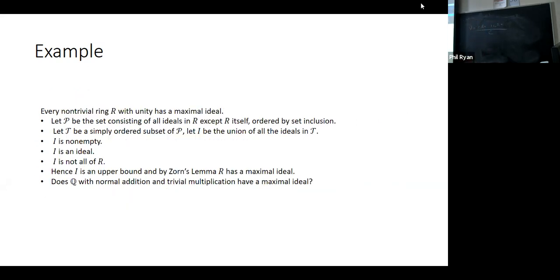And finally, let's show that every non-trivial ring with a unity has a maximal ideal. What's an ideal here? It's like a module kind of, isn't it? Okay.